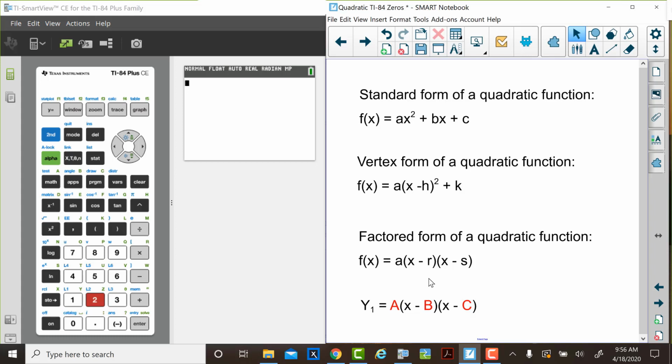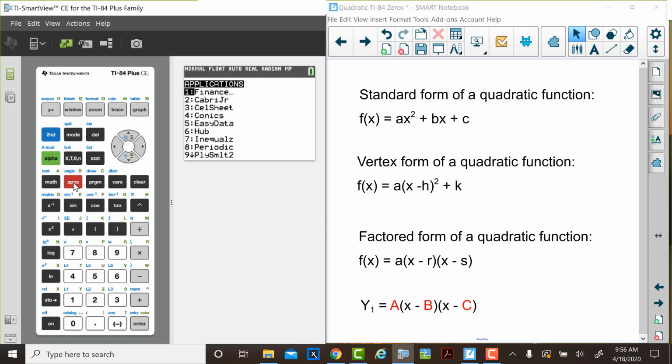Notice it's written as f of x equals a multiplied by these two factors. To explore this, we're going to use the transformation graphing app on the TI-84. We can only use parameters a, b, and c in this app, so we'll write the equation as shown at the bottom on the right.